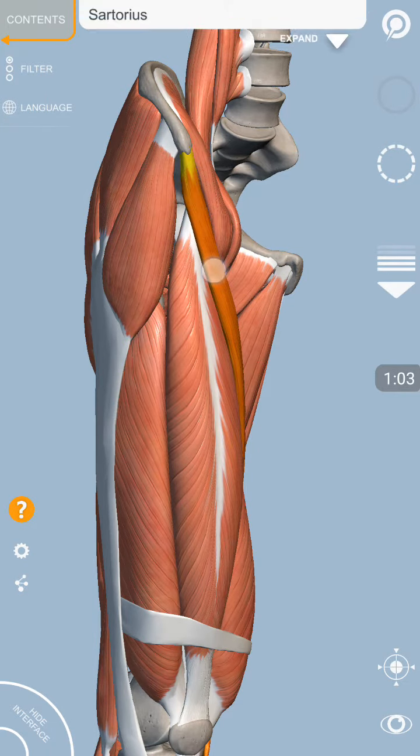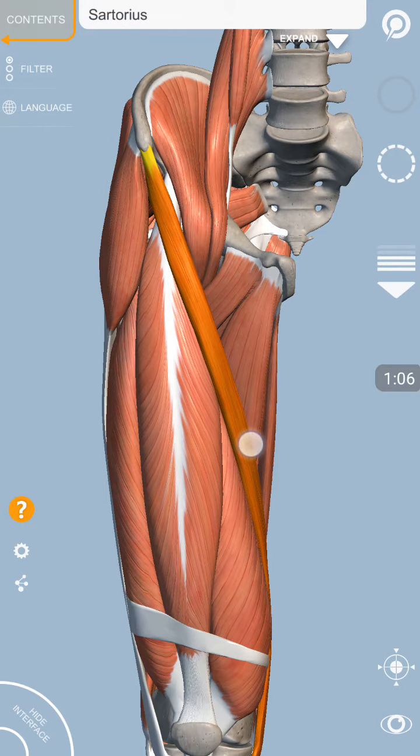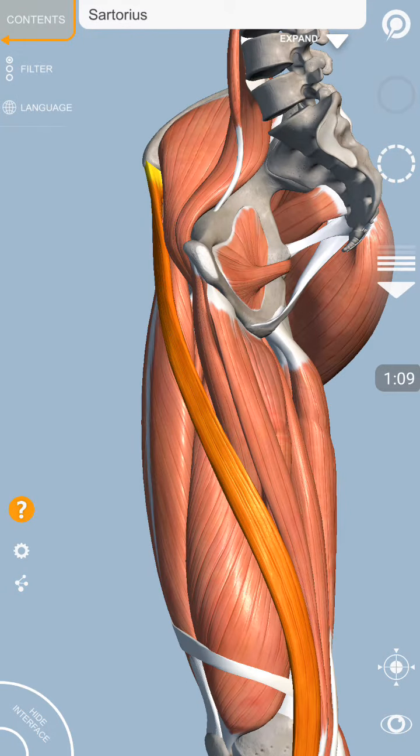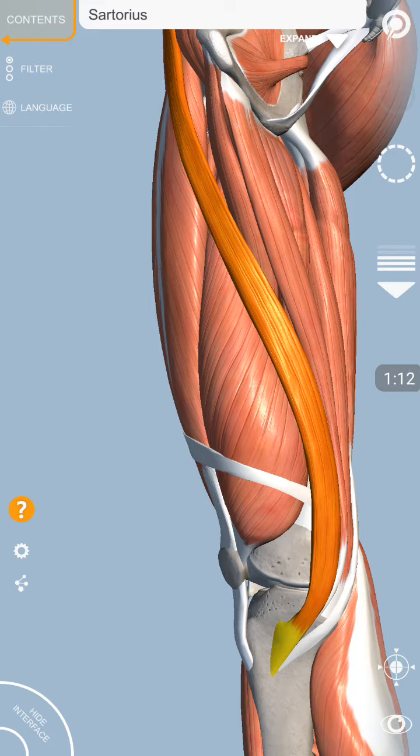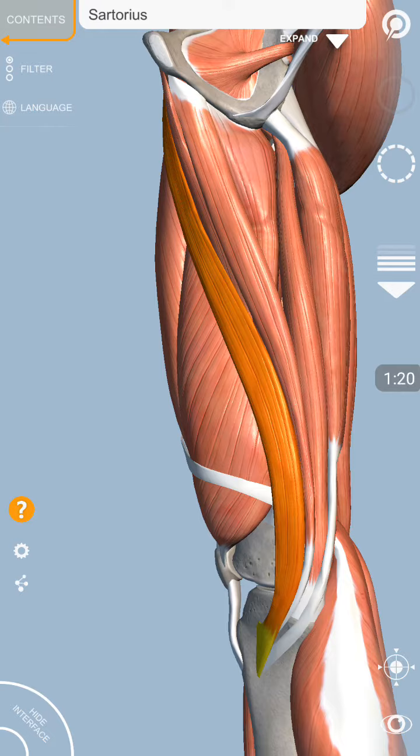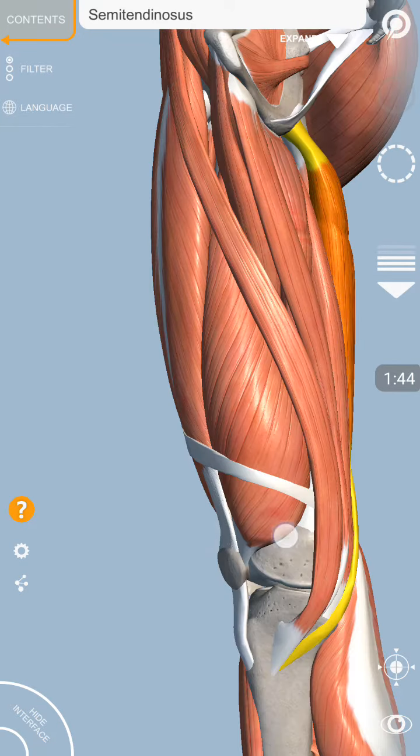This is a strap-like muscle which goes downward and obliquely across the upper part of the thigh and is inserted onto the medial side of the tibia in its upper part, along with two other muscles, the semitendinosus muscle and the gracilis muscle. The mnemonic I always teach my students is: Sardar, Ganda, Singh from Toba Tek Singh. Sardar for Sartorius, Ganda for gracilis, and Toba Tek Singh for semitendinosus.